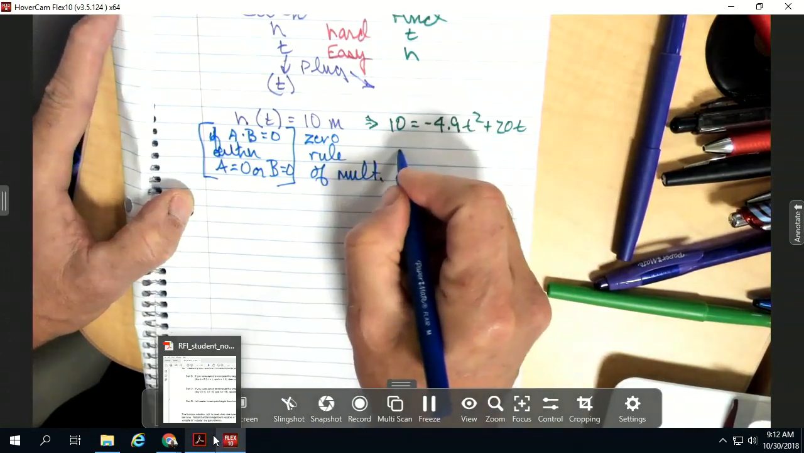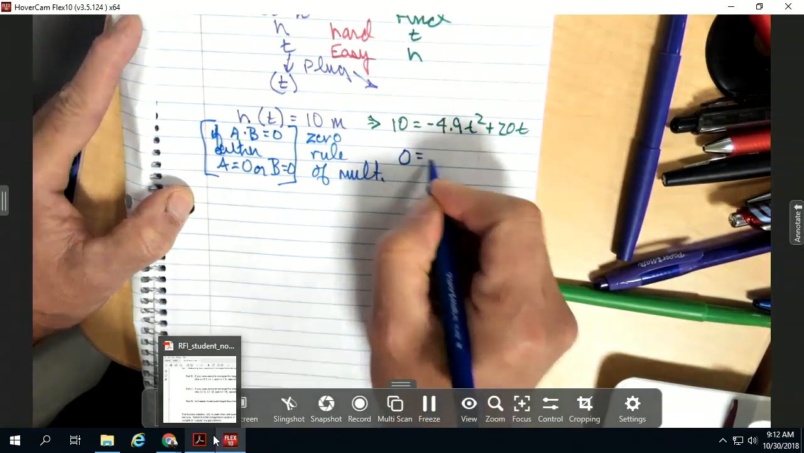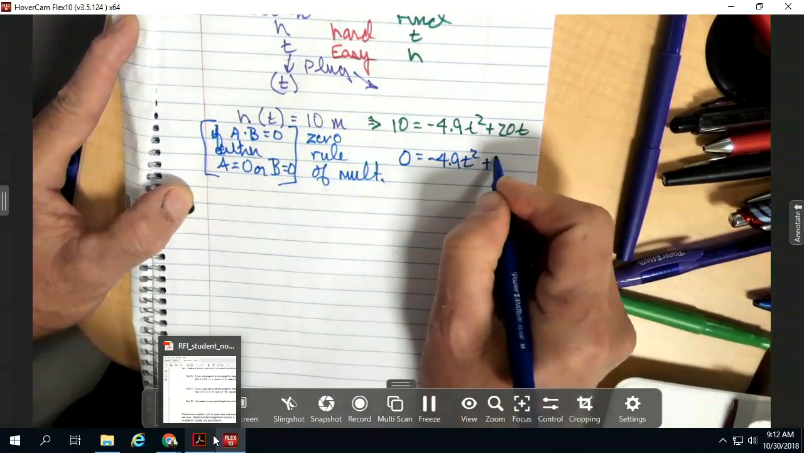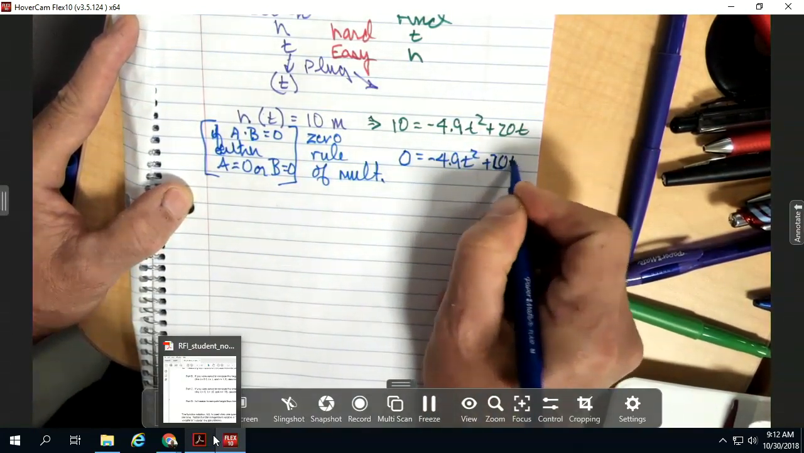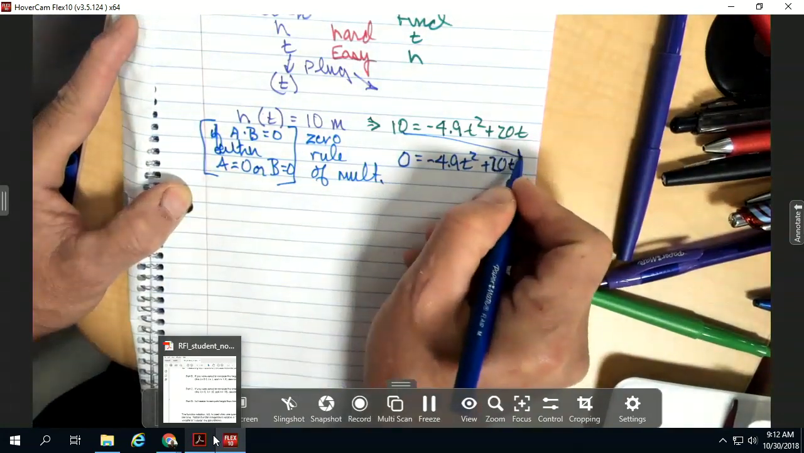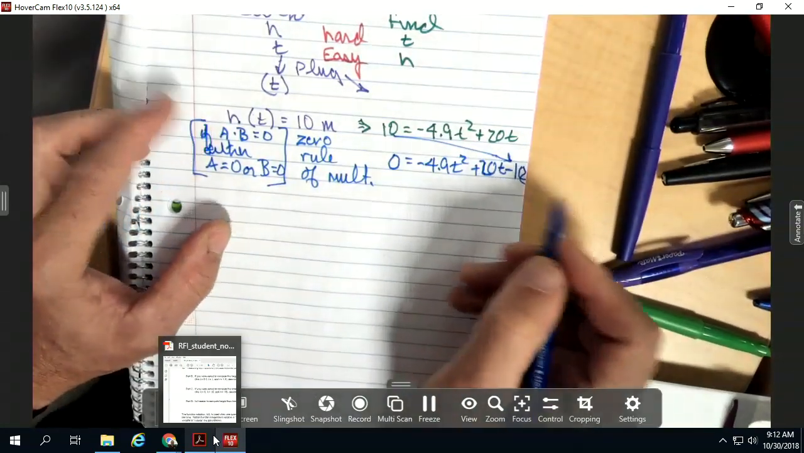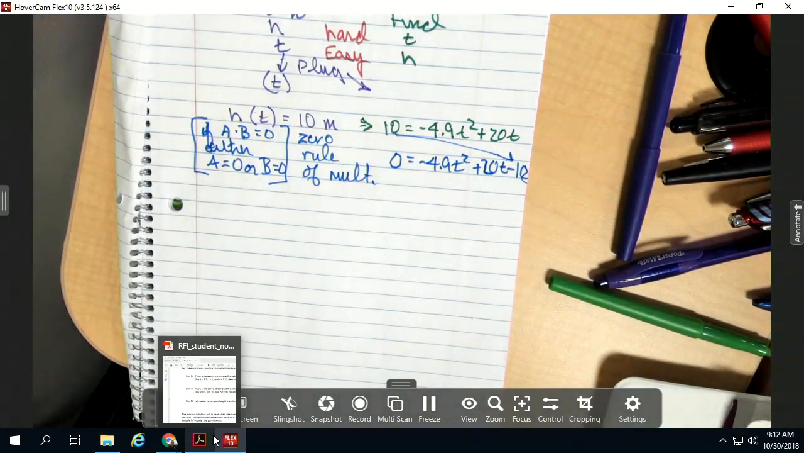So in this case, we would just say 0 equals negative 4.9 t squared plus 20t. And then I'm going to put the 10 on the other side, so minus 10. Take out your graphing calculators. So I told you the only way you know how to do it is to use the graph, but I'm going to show you on the graphing calculator how to do it.